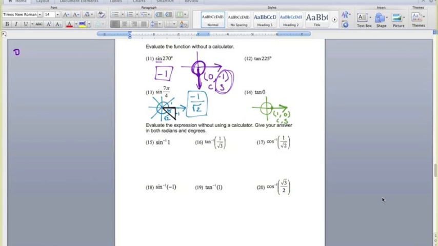But we want tangent. What is tangent? Tangent is sine divided by cosine. So the sine is 0 and the cosine is 1. And 0 over 1 is 0. 1 over 0 is undefined. 0 on the bottom is a problem. 0 on the top is just 0.